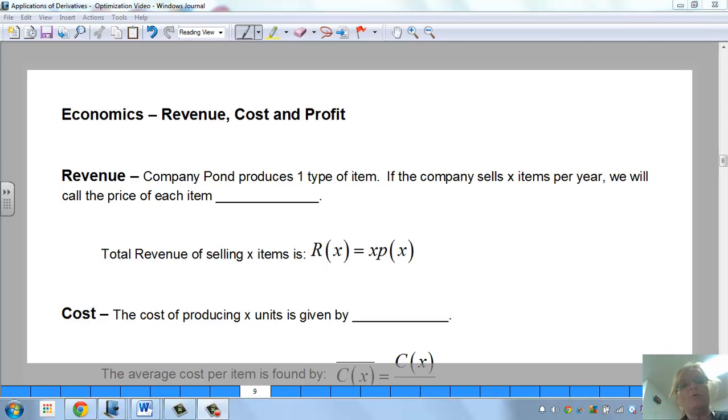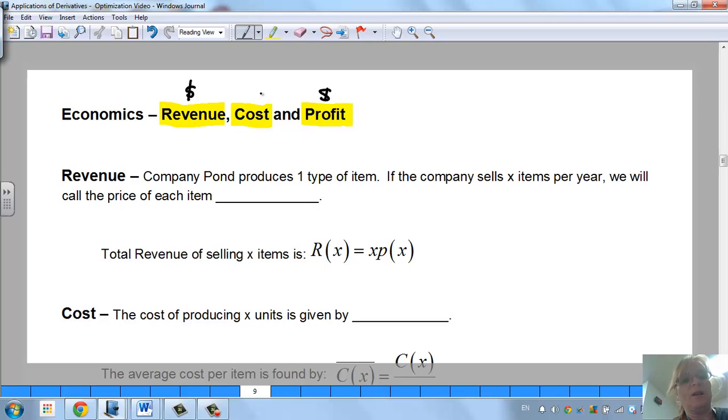Welcome to the economics portion of optimization, and we're going to talk about three terms here: revenue, cost, and profit. Okay, so let's just do a quick overview. We're going to talk about more specifics, but revenue is all the money that you take in. Cost is of course money, but it is the cost of what you have sold, and the profit is the difference between the two.